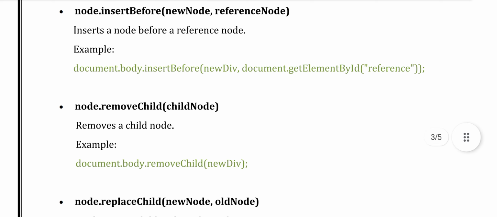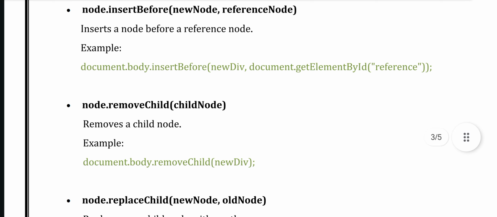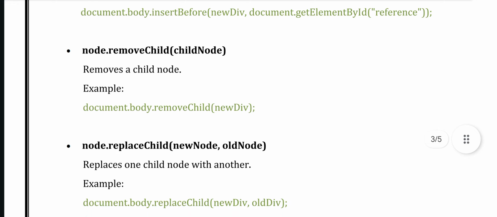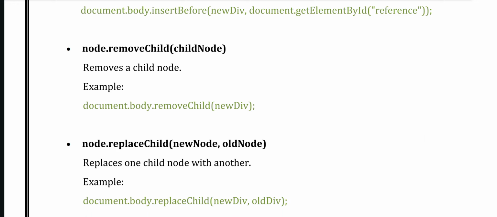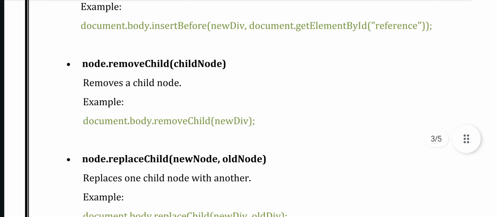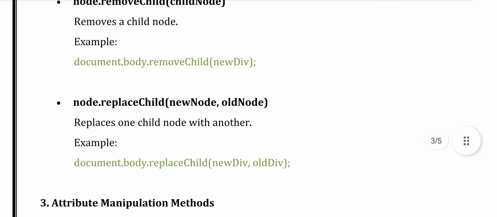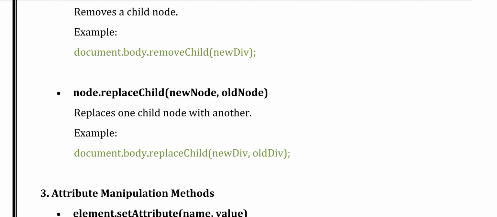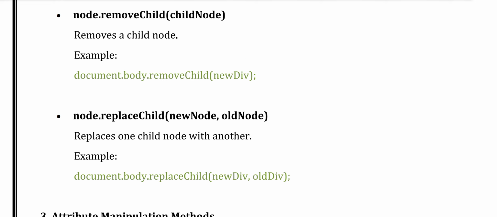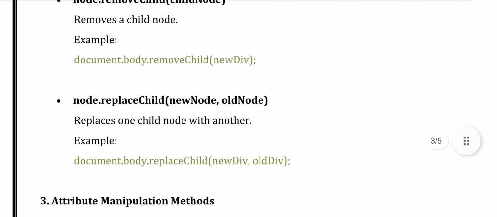Now is removeChild. So here we insert and here we remove. How do we remove? document.body.removeChild(newDiv). Here newDiv is the name of the element that we created. Next method is replace: node.replaceChild. These are all similar types of methods, only with some changes; you can understand by the naming of the methods what they can do. It replaces one child node with another.